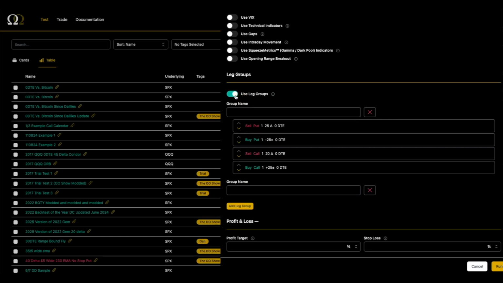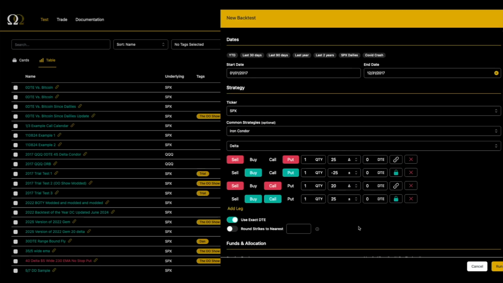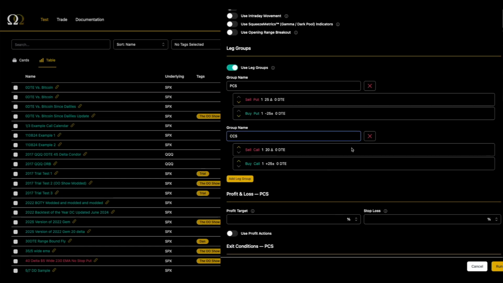Here's something important we're going to do. We're going to do leg groups. So what this does is this allows us to take our iron condor, which is a put credit spread and a call credit spread, and treat them as components. So we're going to have the put credit spread together and the call credit spread together. We're going to enter the trade as one, and then the backtester will allow the user to manage them as separate.